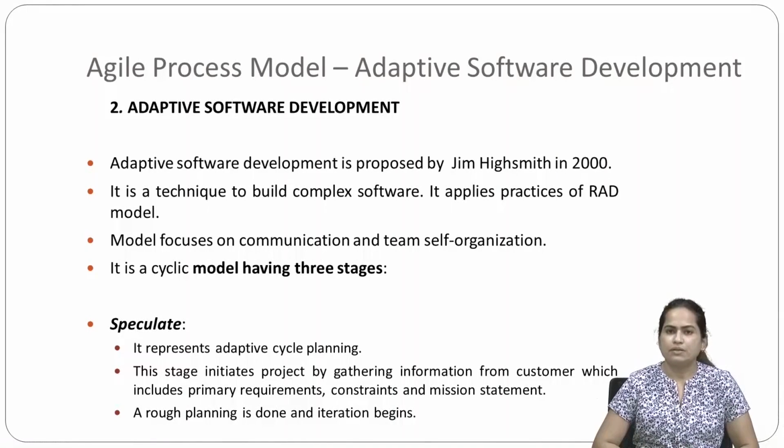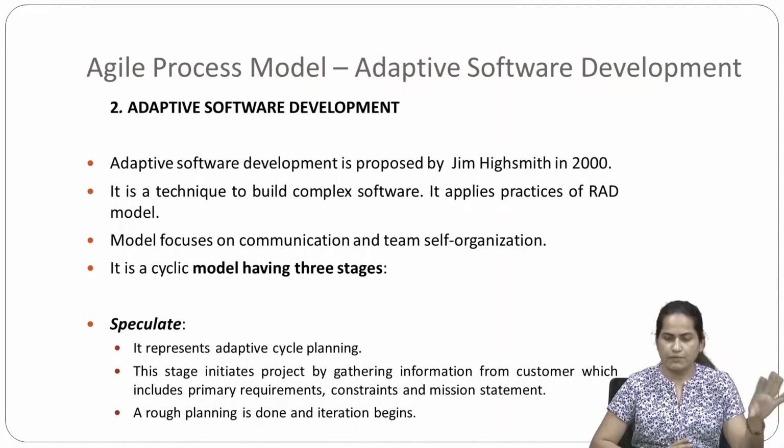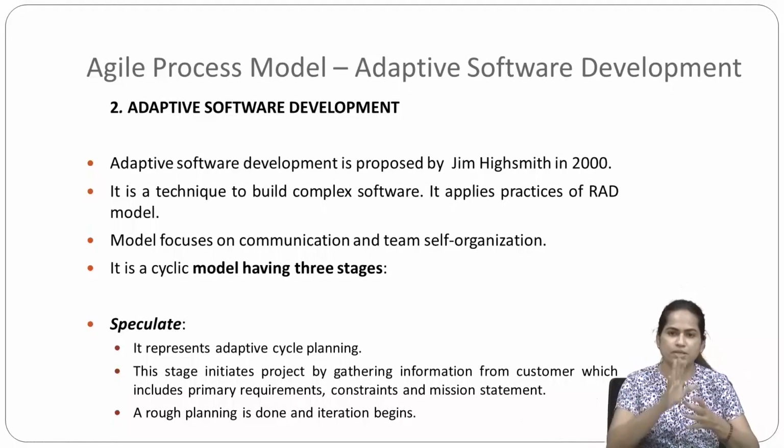The second agile process model we have is adaptive software development. Adaptive software development was proposed by Jim Highsmith in 2000. It is a technique to build complex software. It applies practices of RAD model. RAD model we have already discussed, so whatever practices we had in RAD, all these things can be used here.